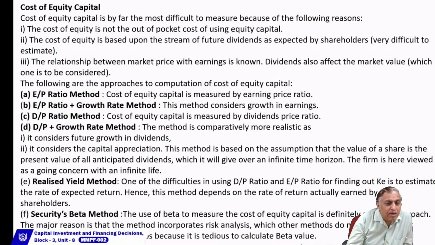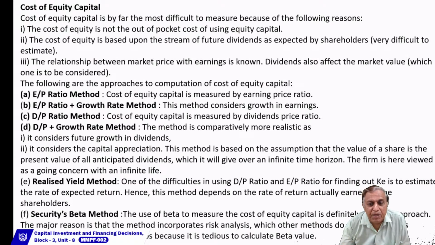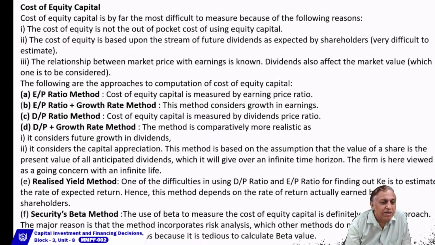Realized yield method. One of the difficulties in using DP ratio and EP ratio for finding out KE is to estimate the rate of expected return, as this method depends on the rate of return actually earned by the shareholders.